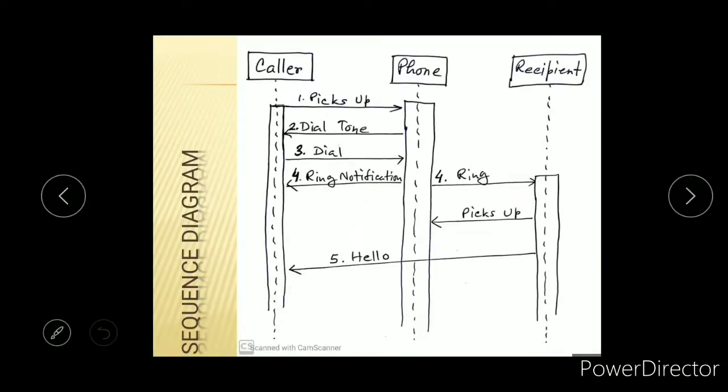Next, just take the same example of the sequence diagram that we have discussed. It will be 5 and then it will be 6, as we have seen. So here caller, phone, and recipient, those three objects. See here the number sequence. So it is the main thing for the sequence diagram.